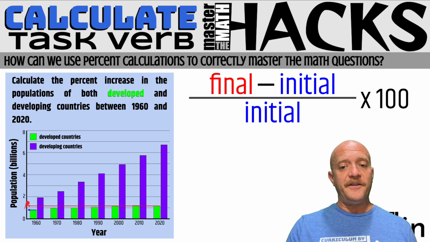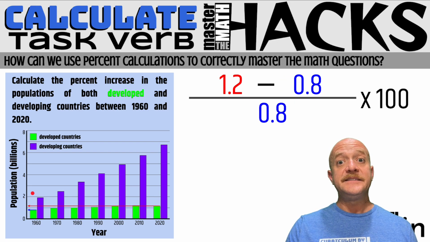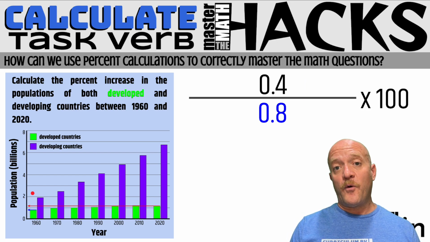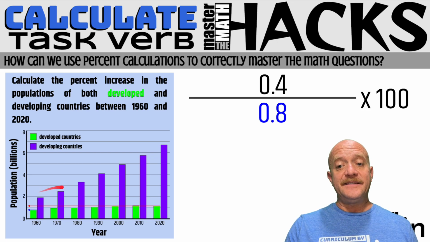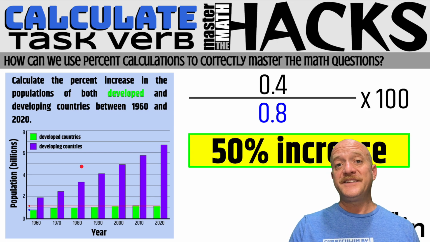And my initial value. So I had 1.2 minus 0.8 divided by 0.8. When I simplify that, I have 0.4 over 0.8 times 100. That is a 0.5. That's a 50% increase.